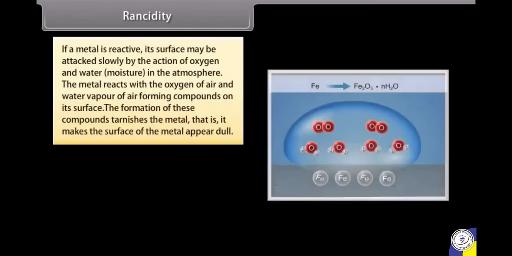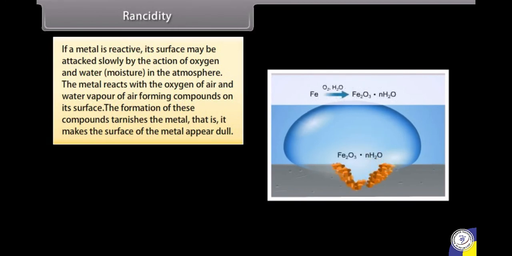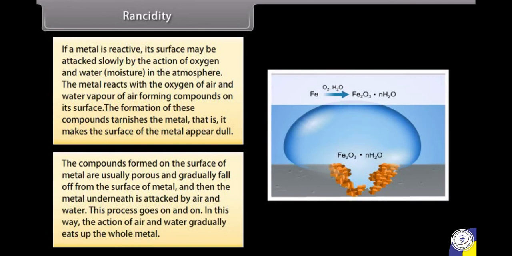If a metal is reactive, its surface may be attacked slowly by the action of oxygen and water in the atmosphere. The metal reacts with the oxygen of air and water vapor of air, forming compounds on its surface. The formation of these compounds tarnishes the metal, that is, it makes the surface of the metal appear dull. The compounds formed on the surface of the metal are usually porous and gradually fall off from the surface, and then the metal underneath is attacked by air and water. The process goes on and on. In this way, the action of air and water gradually eats up the whole metal.